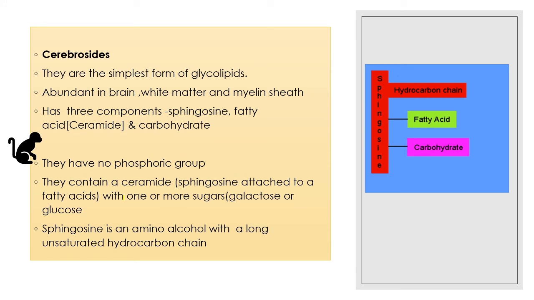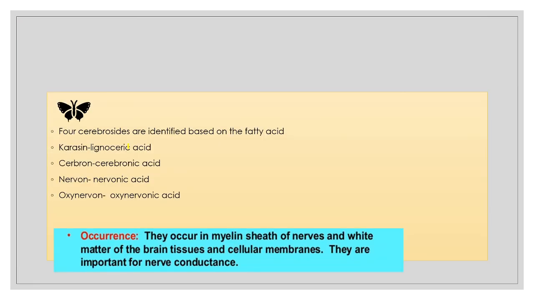While in cerebrosides, if they accumulate in the liver and spleen, it is called Gaucher's disease. Gaucher's disease is characterized by defective glycolipid metabolism due to autosomal recessive gene mutation. So remember two diseases: Gaucher's disease, and the second one is Tay-Sachs disease. Gaucher's disease is associated with the cerebrosides, and Tay-Sachs disease is associated with the gangliosides.